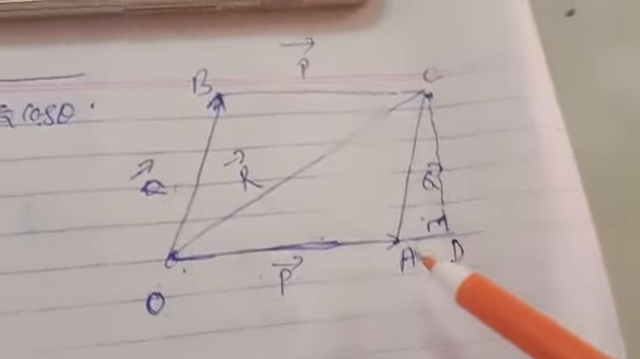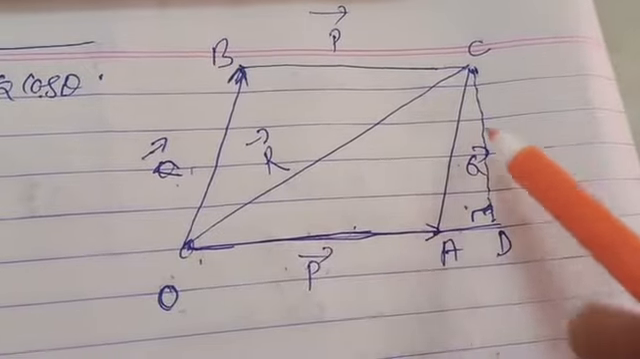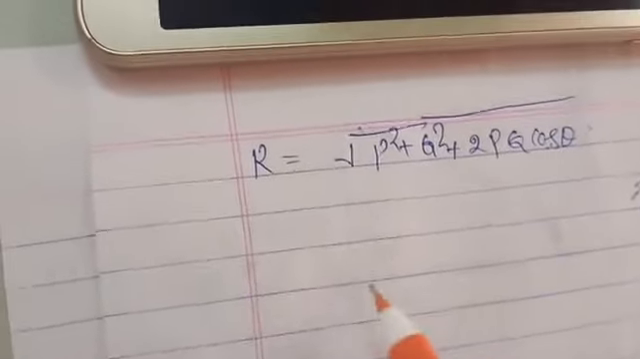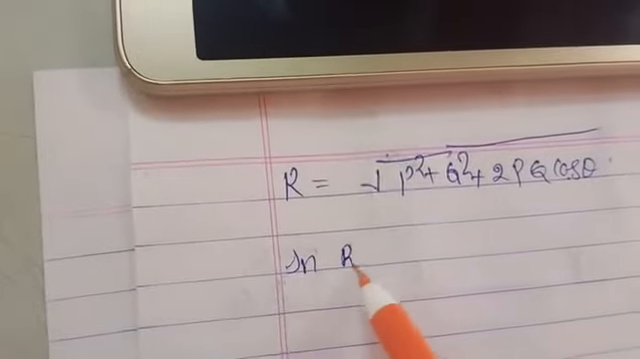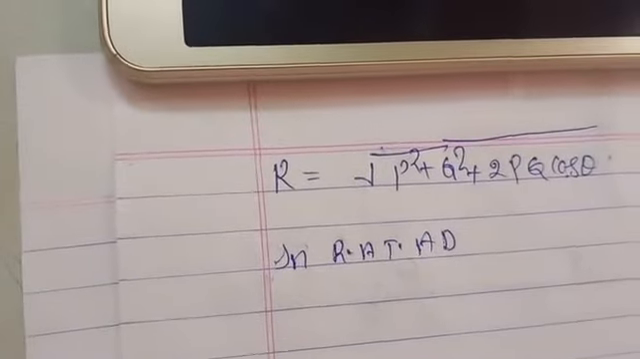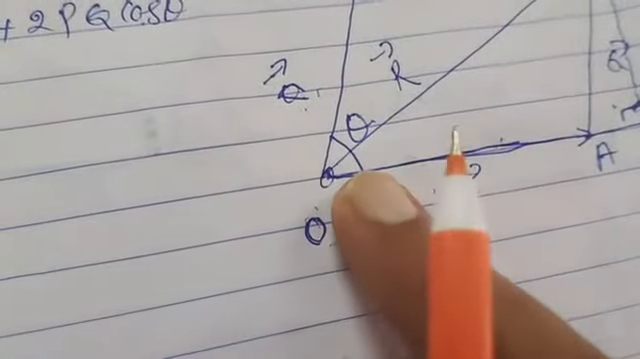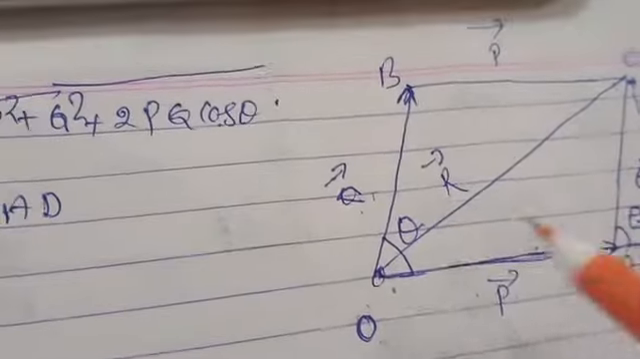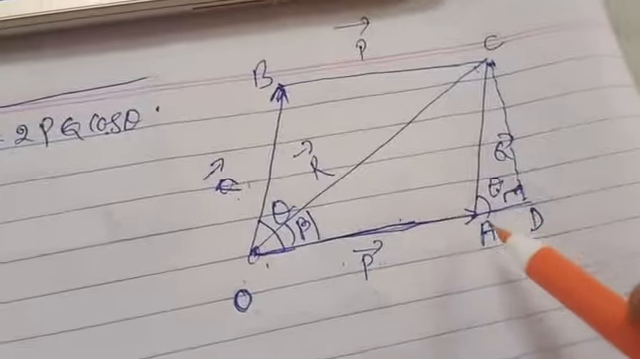Now you are seeing that in right angle triangle ADC, AC square in right angle triangle ABC, and suppose this is a theta, because the angle between two forces P and Q is theta, so it is also theta. So now this is theta also.